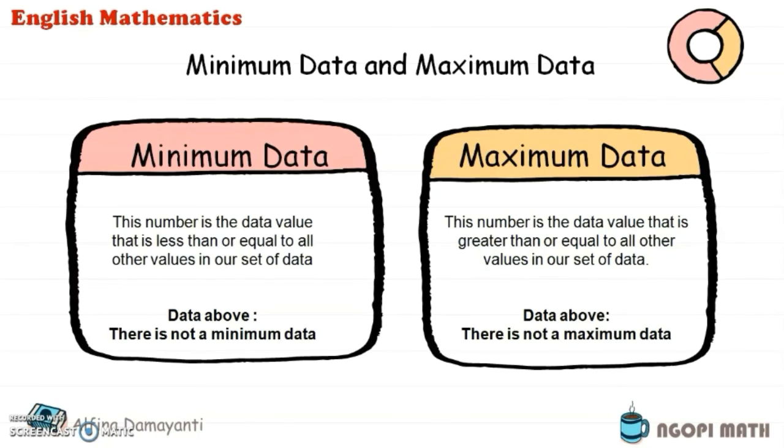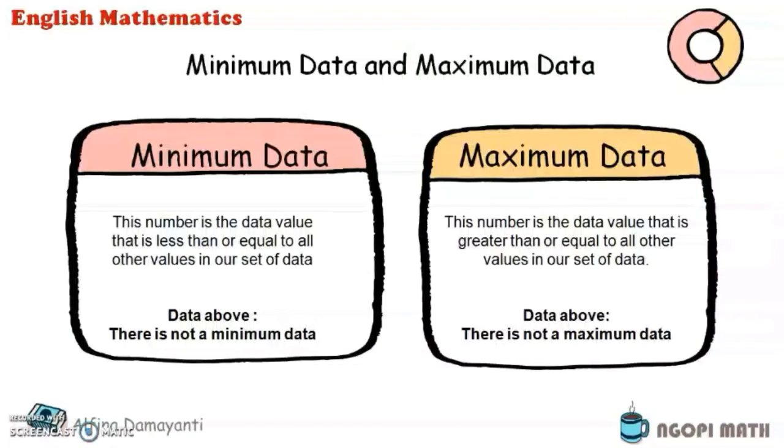Minimum data and maximum data. Minimum data. This number is the data value that is less than or equal to all other values in our set of data. The data above is students who like math and science data. There is no minimum data because the independent variable is not a value. So there is no minimum data.